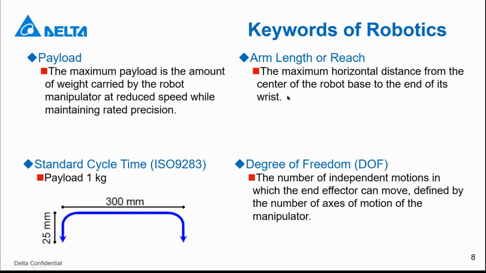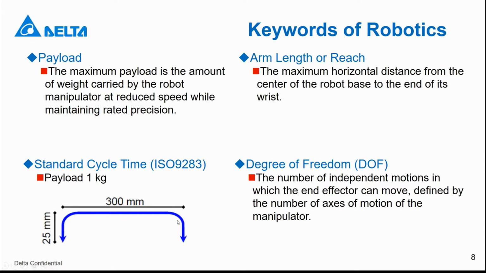And second is the arm length, or reach. Of course, when you choose a robot, you need to know the workspace, like in your machine or your production line, how far the robot needs to reach. So you need to choose a robot arm which is longer than or just similar to the distance you need in the machine or your production line.